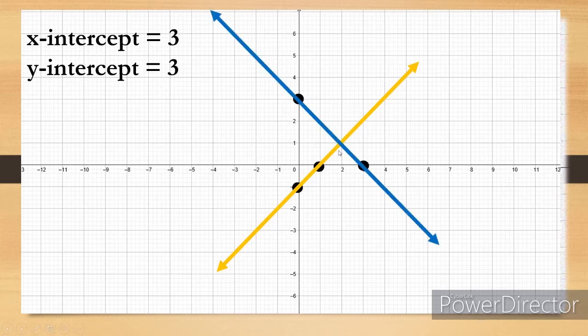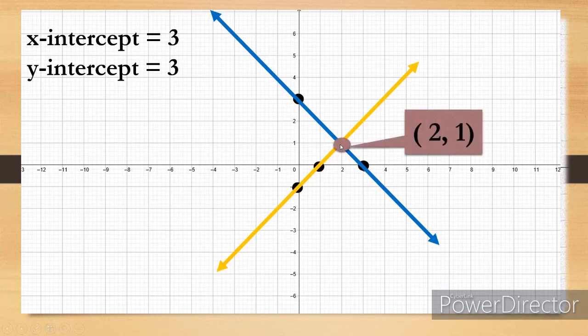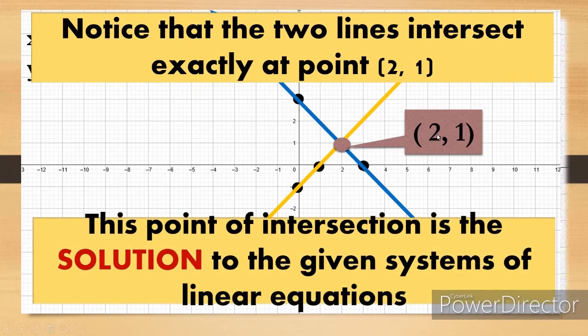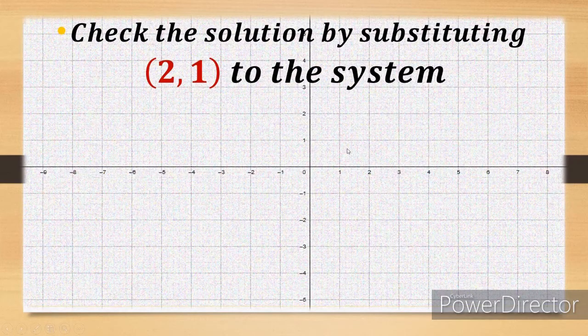And, kung napapansin natin, the two lines intersect at this point, which is point 2, 1. Okay po? So, notice that the two lines intersect at exactly one point, which is point 2, 1. So, this point of intersection is the solution to the given systems of linear equations. Yun na po. This is the point of intersection and at the same time, this is the solution of the given system. Okay? Pwede nating i-check kung tama yung sagot natin.